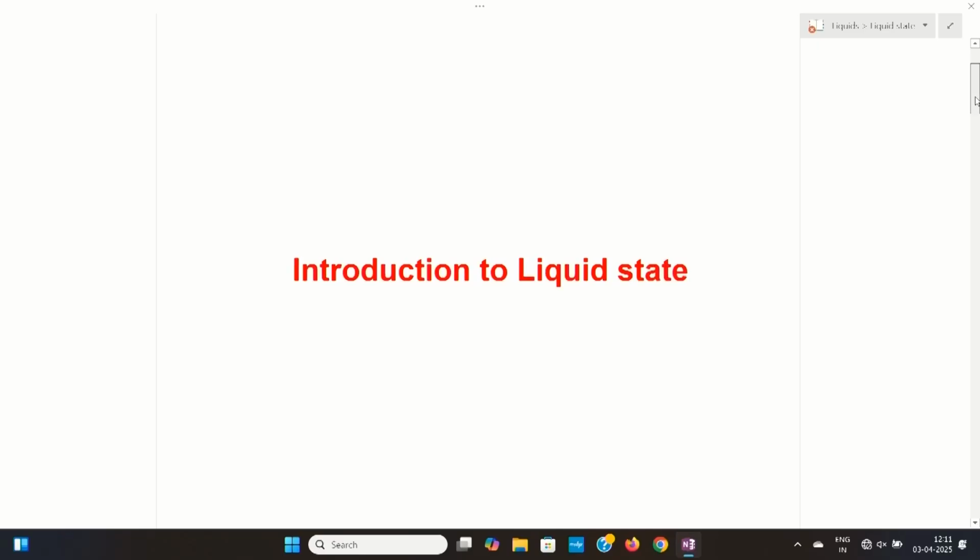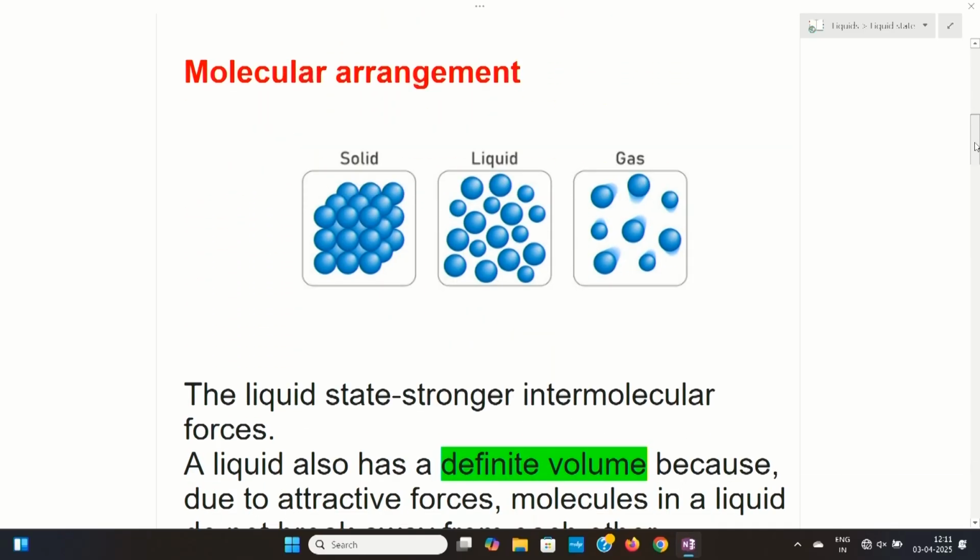Here, we can see the molecular arrangement. In the case of solids, the molecules are closely packed. There is no empty space between them. But in the case of liquids, there is empty space between two molecules. Here there is an empty space, here also empty space. So in the liquid state, there is empty space between the molecules. The molecules are arranged randomly, and there is a lot of space in between.